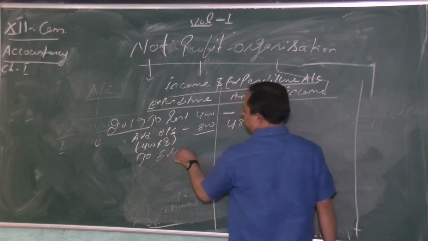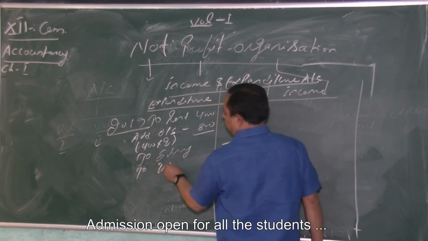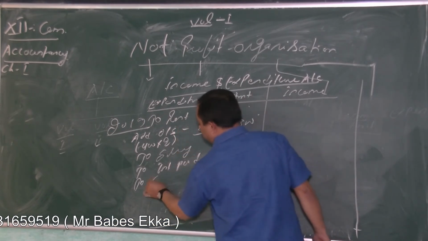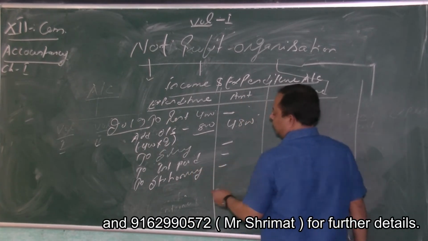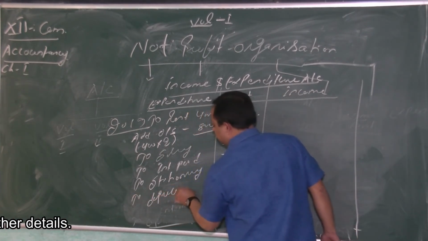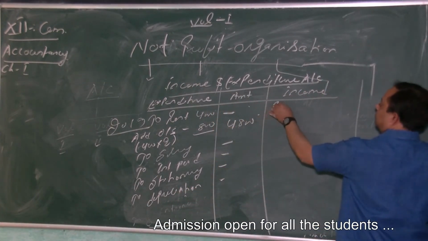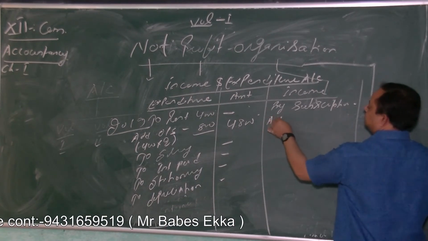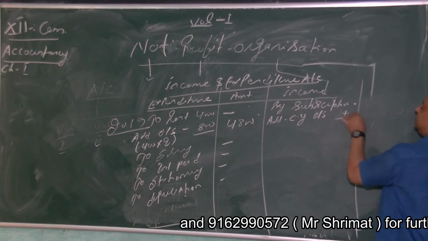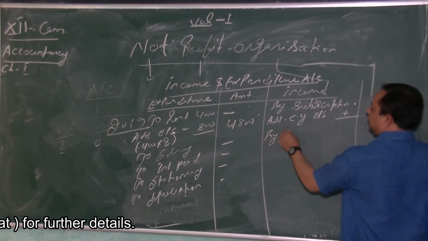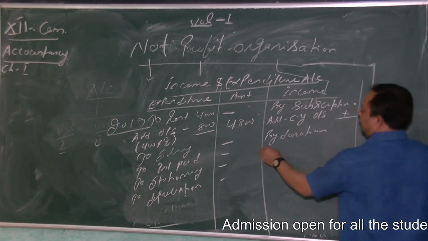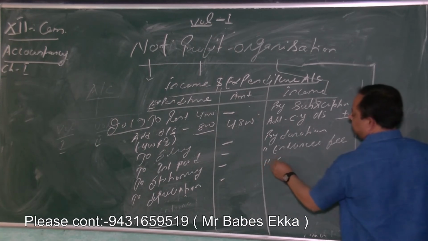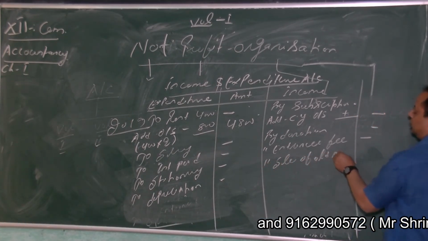To salary, to interest paid, to rent, to salary, to stationery, to depreciation. On the income side: by subscription, current year outstanding, by donation, by interest fee, by sale of old newspaper.